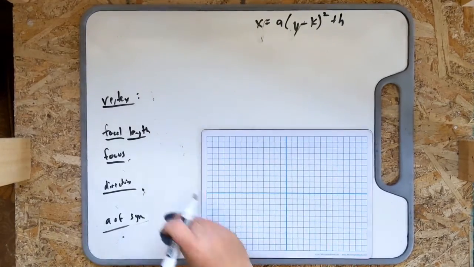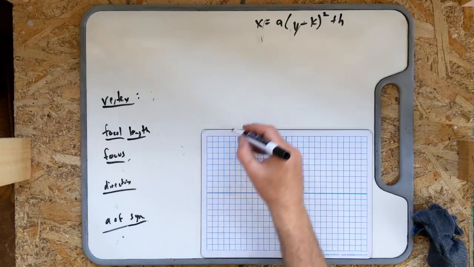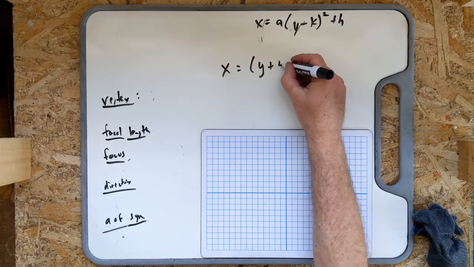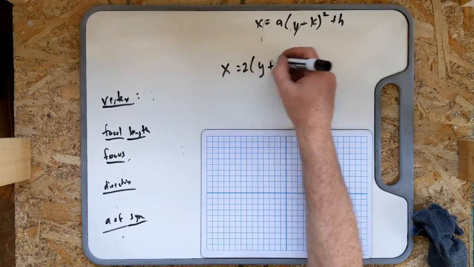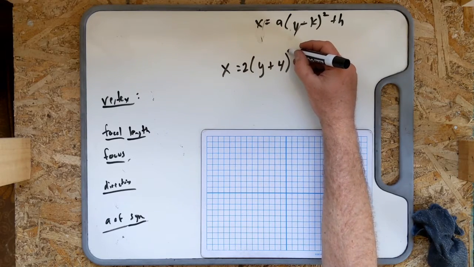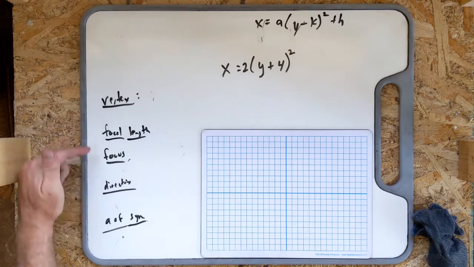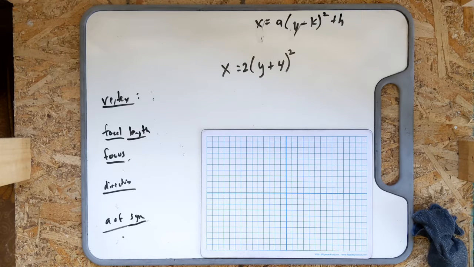Okay, here's the one we're going to try. x equals y plus 4. Let's put a 2 in front of that, squared. There we go. Okay, pause the video there. Try to plot that and do all of these.